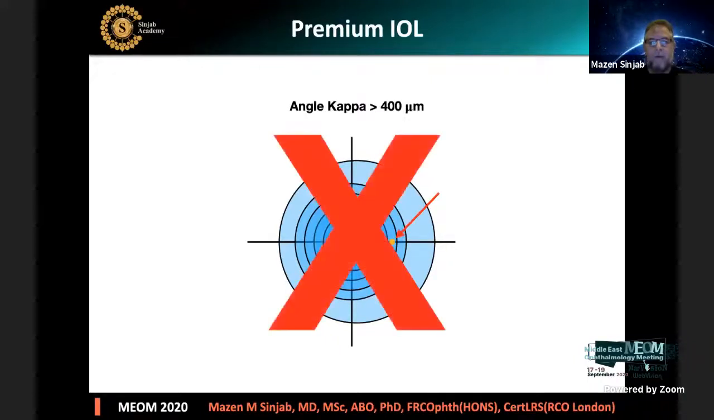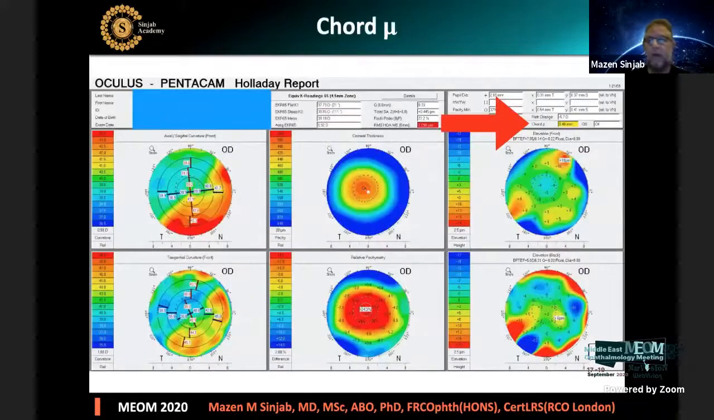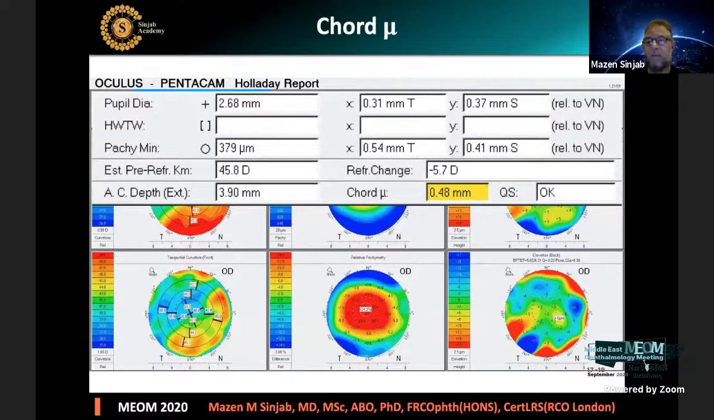Yeah, that's it. And then the evaluation of angle kappa can be by the Placido disc devices, or if we are using the Pentacam, which doesn't use the Placido, then we have to depend on the coordinates in the Holladay report. Or if we don't have the Holladay report in the Pentacam, then we very roughly can depend on the pupil center coordinates. This is the coordinates given by the Holladay report. As you see, this is more than 400 microns, so it is a contraindication for premium IOLs in such a case.